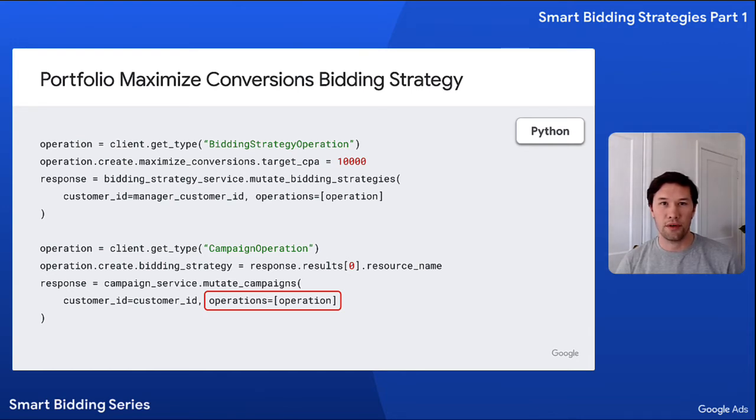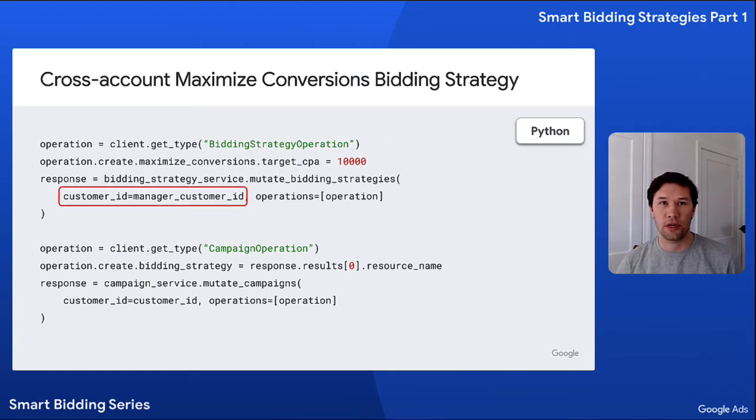Lastly, if you want to share this bidding strategy across multiple accounts, you can create it using a cross-account strategy. The steps are exactly the same as for a portfolio strategy, except the ID in the request should be for a manager account that is linked to the client account where you want to use the strategy.